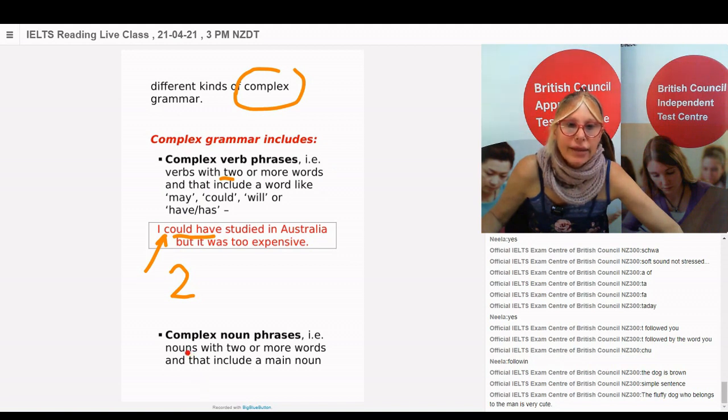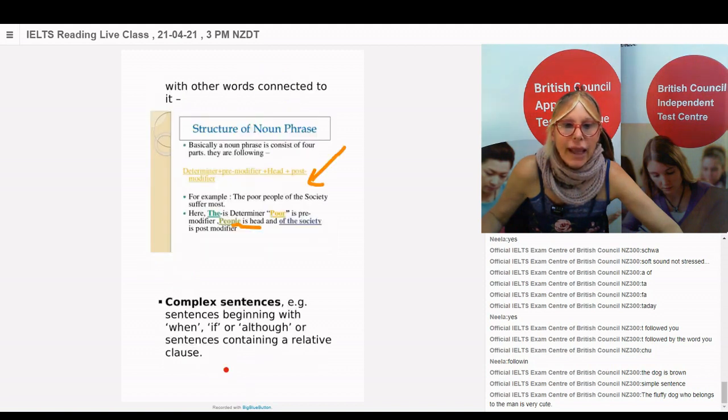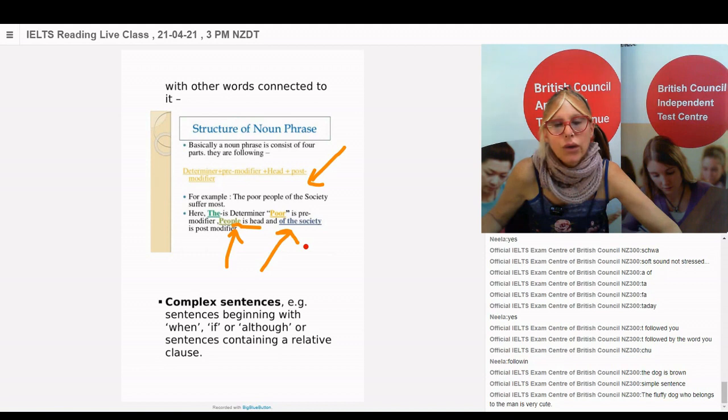A complex noun phrase is nouns with two or more words, and that include a main noun with other words. The poor people of the society suffer most. So people is the head noun, and then we've also got another noun here, but it's not the head noun. It's the post modifier. The poor people of the society suffer most. Okay, it may seem pretty confusing, but basically this is what we are looking at with complex sentences.